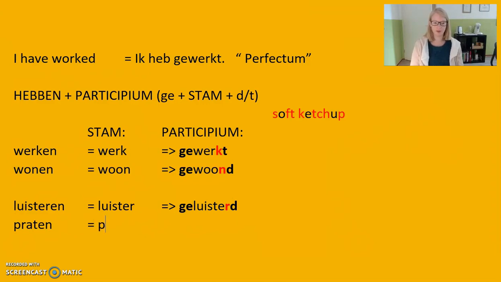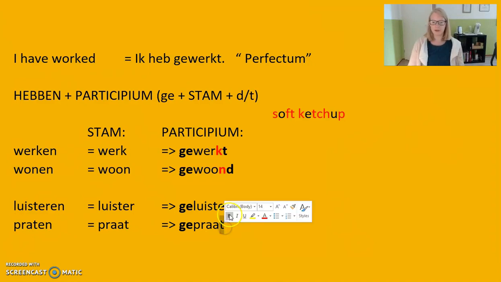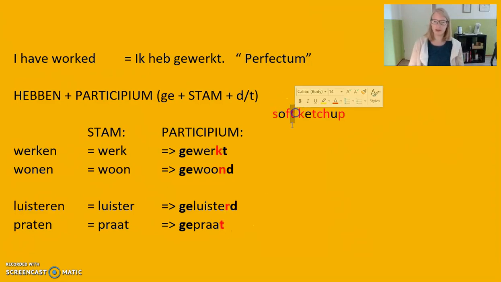Alright, what about praten? Well, the stem is praat. We start with ge. Then we put the stem, which was praat, we said. And then the last letter, let me see. Last letter is a T. Oh yeah, wait, here is in soft ketchup, so we would have to add a T. How do we think this looks? I know in English you can have words like miss and will with two times the same consonant at the end. But in Dutch that doesn't exist. You will have seen this also in the video about the root. So you cannot double the T. It stays like this. Okay?